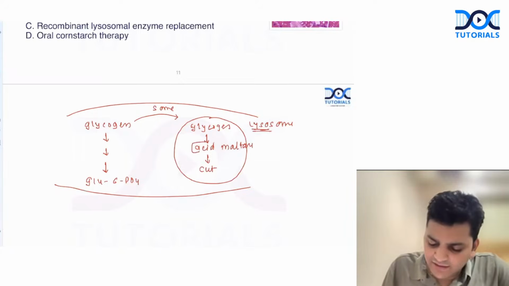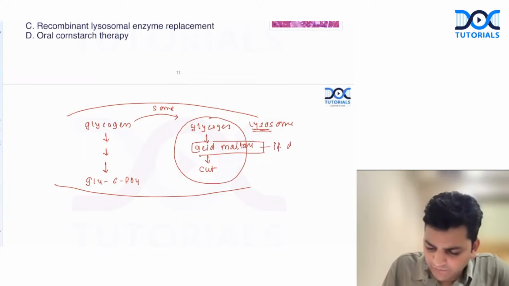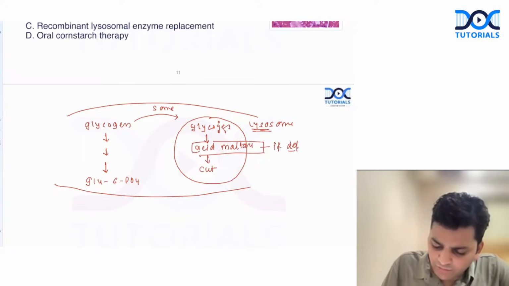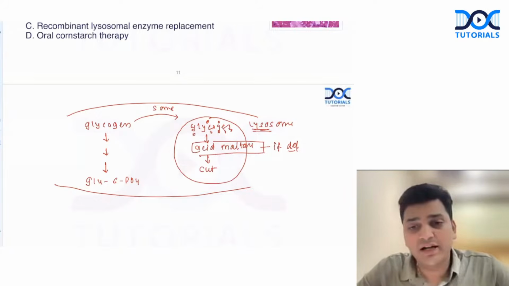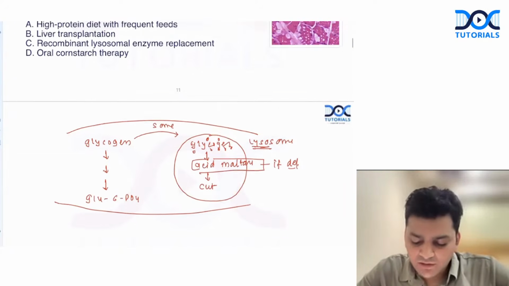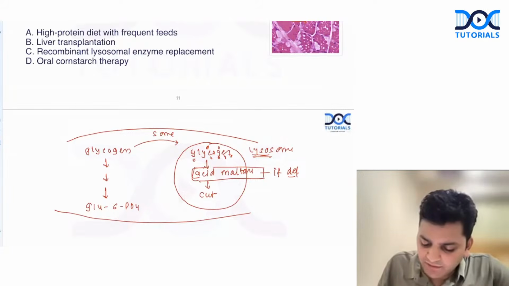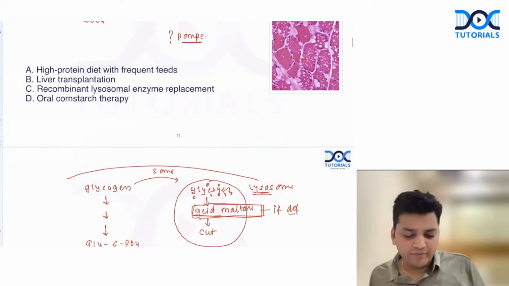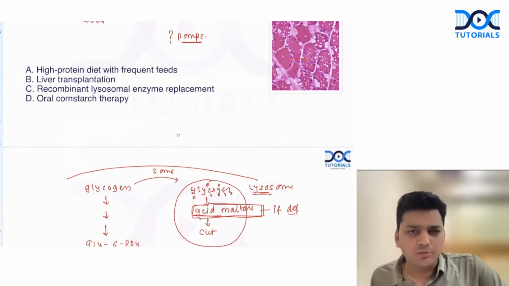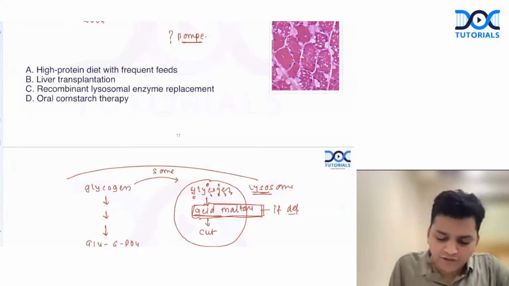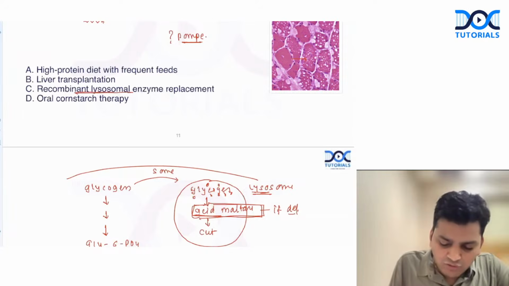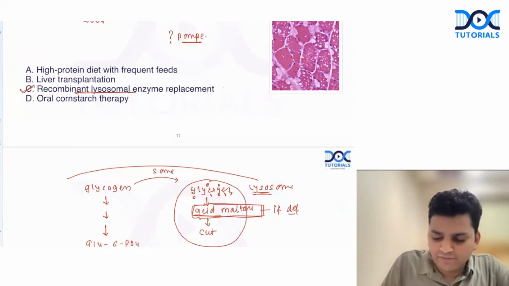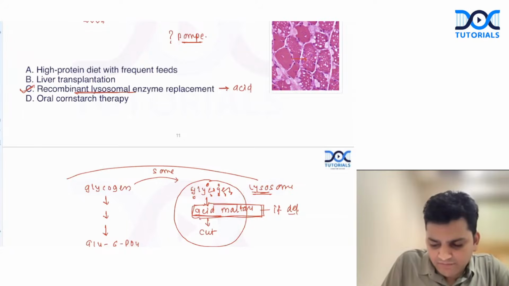If the acid maltase enzyme is not there, then the glycogen molecules will accumulate in the lysosomes and will damage the lysosomes, which in turn will damage the muscles. So how to treat this patient? We need to do the enzyme replacement and give this acid maltase enzyme. So what is the treatment? High protein diet? No, nothing to do with the protein here. Liver transplant? No, there is no problem with the liver. It's a muscle problem. Should we give the recombinant lysosomal enzymes? Yes, we should do the lysosomal enzyme replacement. And basically, the enzyme to be replaced is the acid maltase. We want to replace the acid maltase.